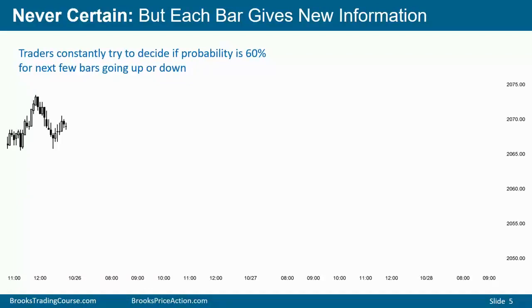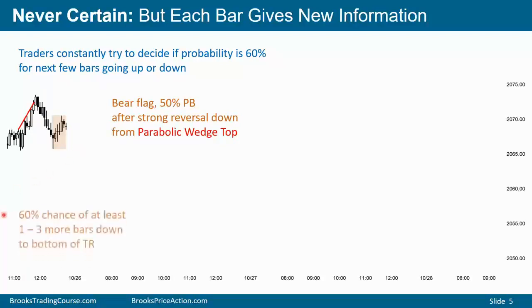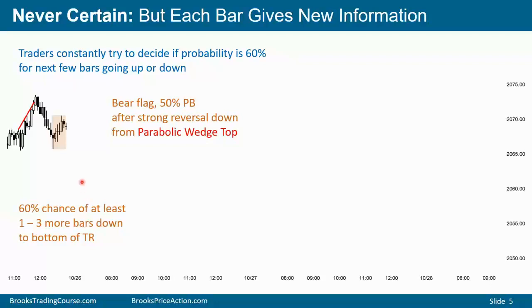At every instant, traders are constantly trying to decide if they can structure a trade where the probability is 60% for the next few bars going up or down. We have a reversal. We went up, we went down, and this is probably a bear flag. Chances are we'll go sideways to down at least a little bit. Chances are 60% or so that we'll get at least a small second leg down after a parabolic wedge top. And therefore bears will sell a reversal down, especially below a bear bar.